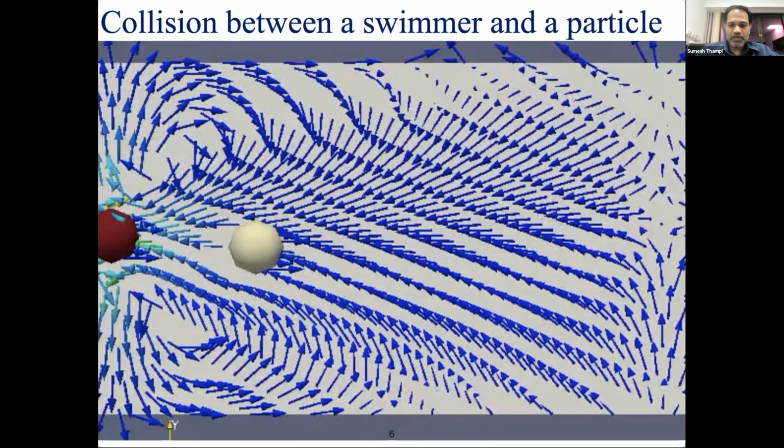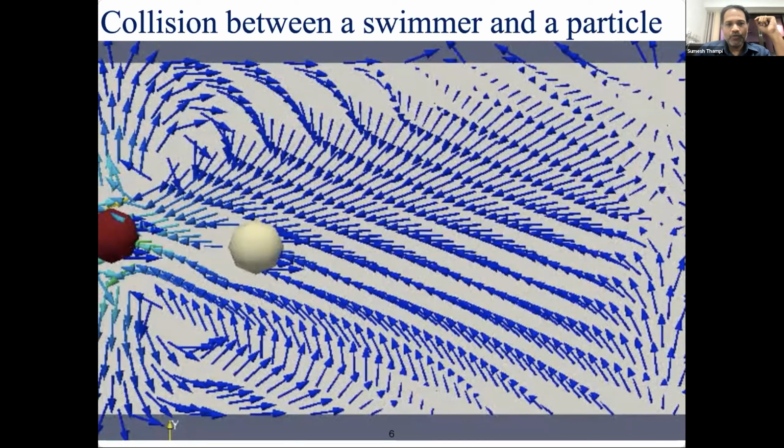Just to illustrate what happens, here I have a movie. This red is your active particle. You can see that I have neglected all the complications associated with its body, deformation and so on. I am just saying that the whole thing is a spherical object, and this white one is a passive or dead object, and all the arrows that you are seeing represent the fluid velocity. The color blue indicates that the velocity is very small, and the red indicates that it is high.